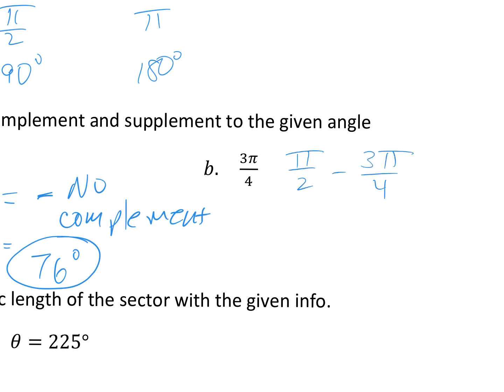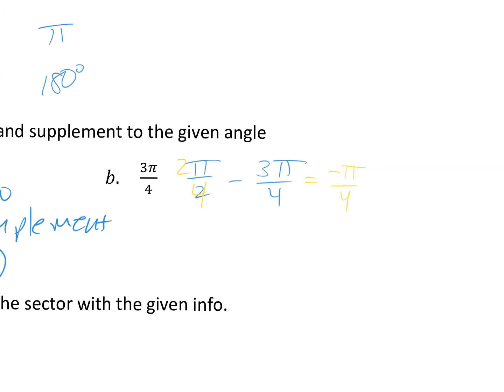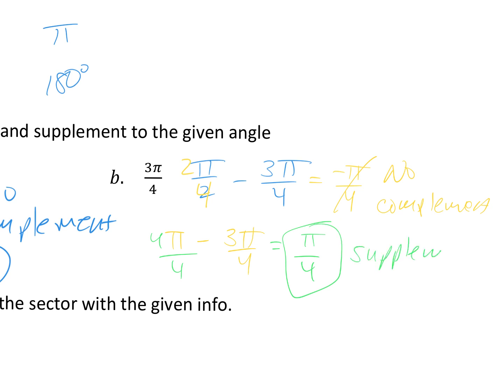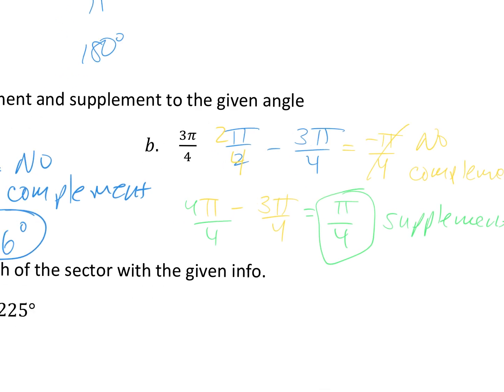We need to get a common what? Common denominator. So do you guys agree this would be 2 pi over 4? 2 pi minus 3 pi is going to give me negative pi over 4. What does that tell you? There's no complement, and that's okay. So then I say pi minus 3 pi over 4. So get a common denominator, 4 pi over 4. So 4 pi minus 3 pi is pi over 4. What is your supplement? Pi over 4. Please remember, guys, it has to be 90 or 180 minus the angle, not the other way around.